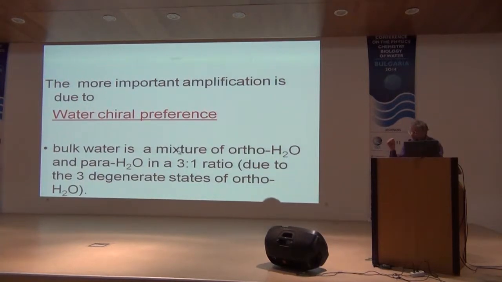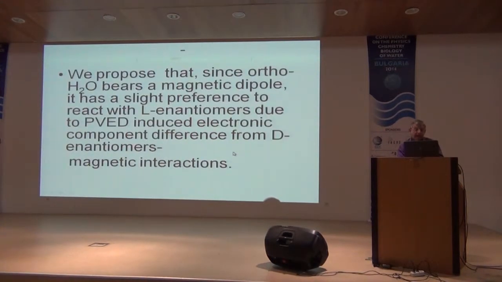So one of the explanations we give is that bulk water is a mixture of ortho water and para water, in the sense of the nucleus of the hydrogen. The spin is up or down. So the up and down gives you a tiny magnetic moment. That's known. Now, ortho water, that's the majority in water, is a magnetic dipole. It has a slight preference to react with L enantiomers, which, due to parity violation energy difference, also have a very tiny magnetic dipole compared to D enantiomers.